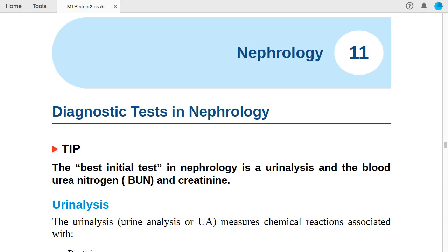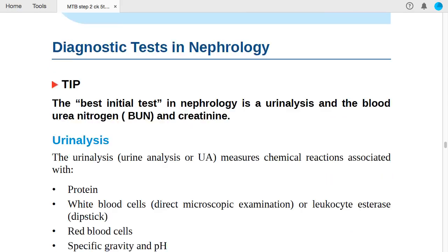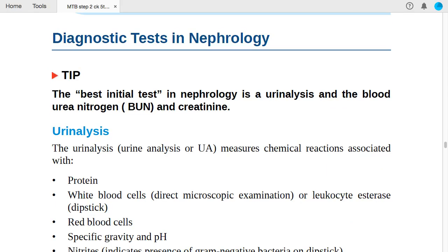So let's start. Diagnostic tests in nephrology. The best initial test in nephrology, we all know we have to know about the best initial test, the most accurate one and the next best step. These are very important points. Whatever topic we are going to cover, the best initial will be urinalysis and the blood urea nitrogen and creatinine. So this BUN and urinalysis are considered the best initial tests, and in whatever we learn in nephrology, we will do urinalysis and blood urea nitrogen and creatinine as initial testing.